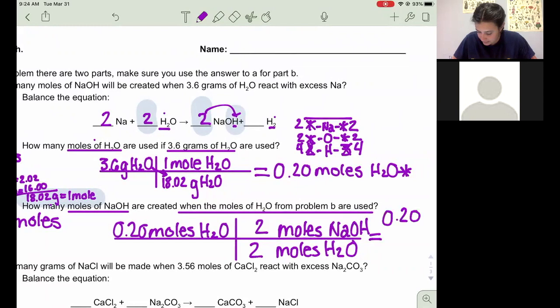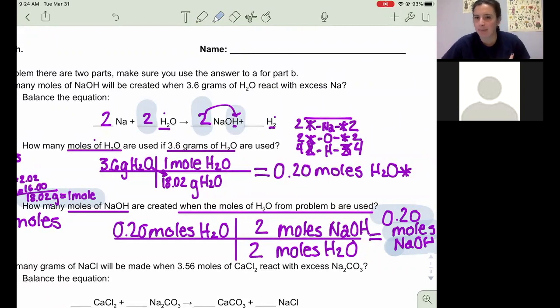Lucky for us, all our values cancel out. And my final answer is 0.20 moles of NaOH.